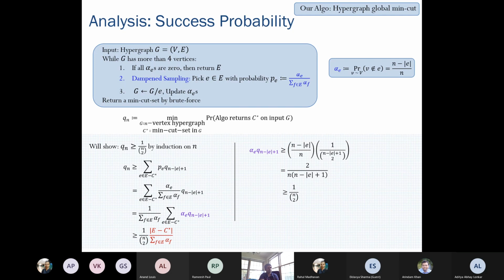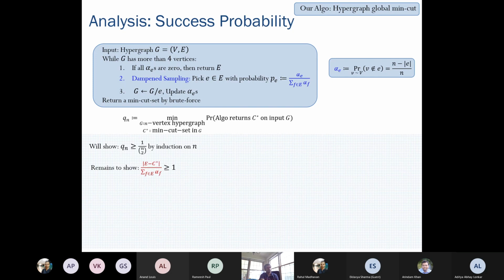Now we wanted Qn to be at least 1 over n choose 2, so we need to show that this ratio is at least 1. Rewriting what we need to show, it amounts to showing an upper bound on C star. Multiply both the left hand side and right hand side by the sum of all dampening factors, then move C star to the other side and the sum of all dampening factors to the other side. You get this, which is what we want to show. So we want to show an upper bound on the size of the min cut set C star.